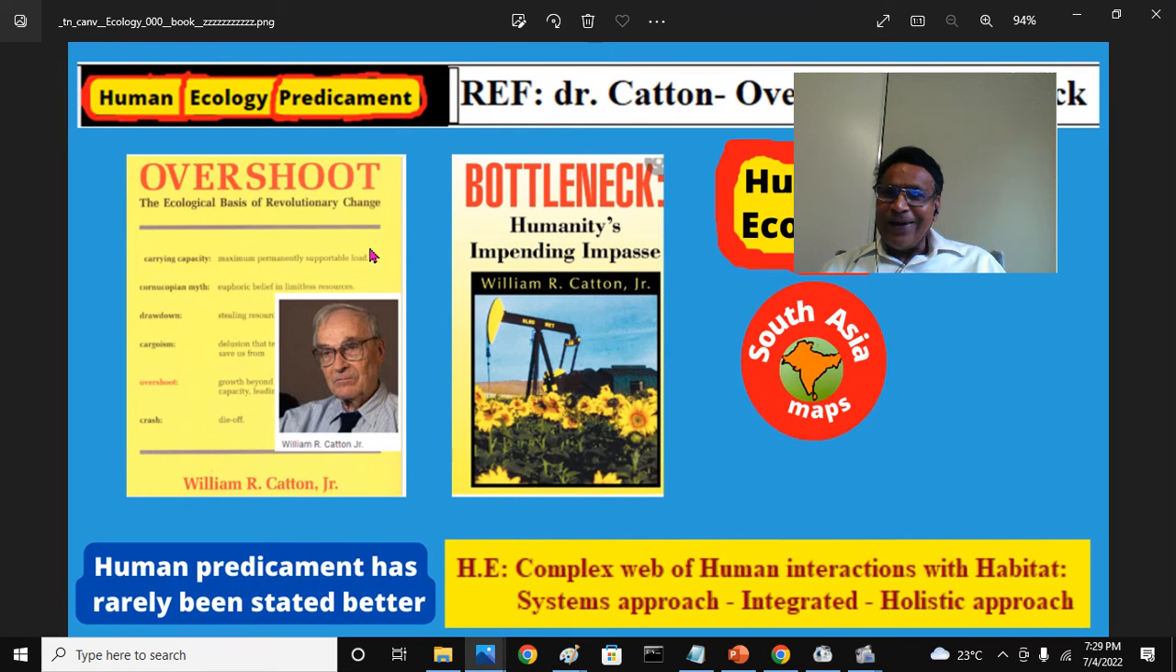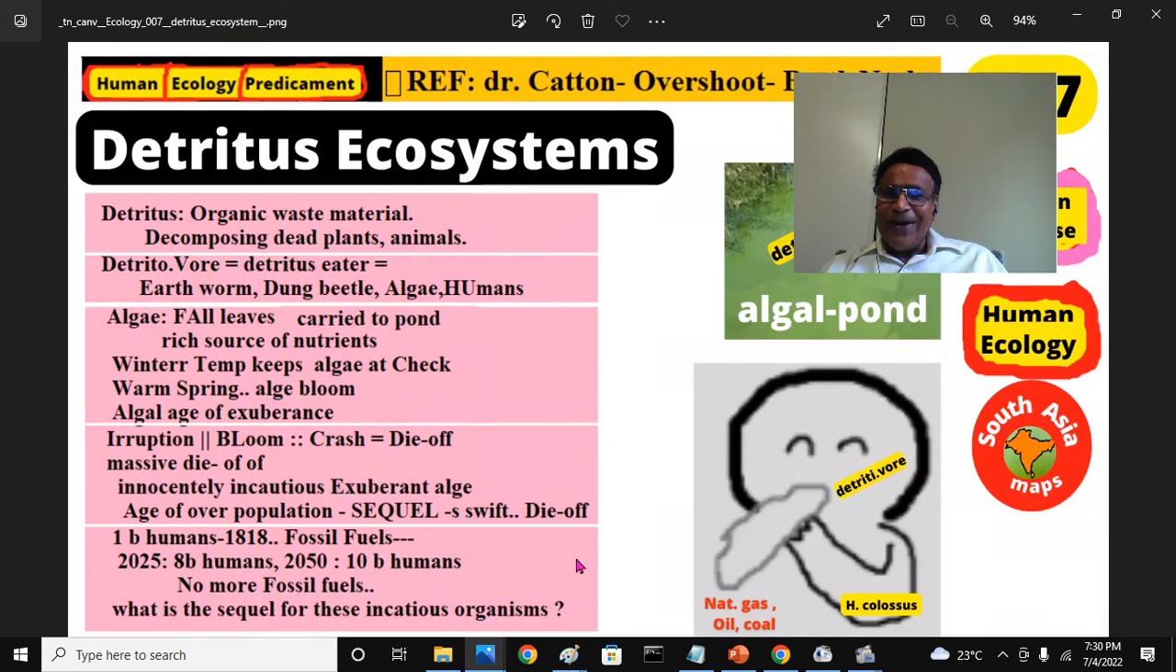According to Dr. Catton, in Overshoot: The Ecological Basis of Revolutionary Change, humans will undergo the same fate. That is the bottleneck century, the human impasse. One can alleviate it if we are cautious, and if there is no change in our social organization and behavior, things will get even more complicated. That's what the talk is about.